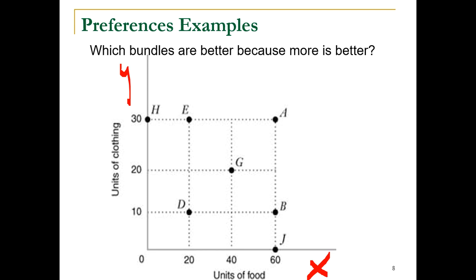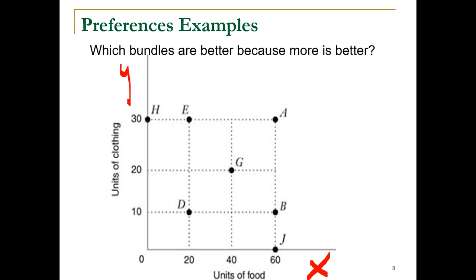So any rational consumer cannot go for bundle D, given that there are all these other bundles here. Why would you want to have 10 units of clothes and 20 units of food when you can have 30 units of clothes and 6 units of food? Okay, why would you want to have 20 units of clothes and 40 units of food when you can actually have 30 and 60 of these goods?